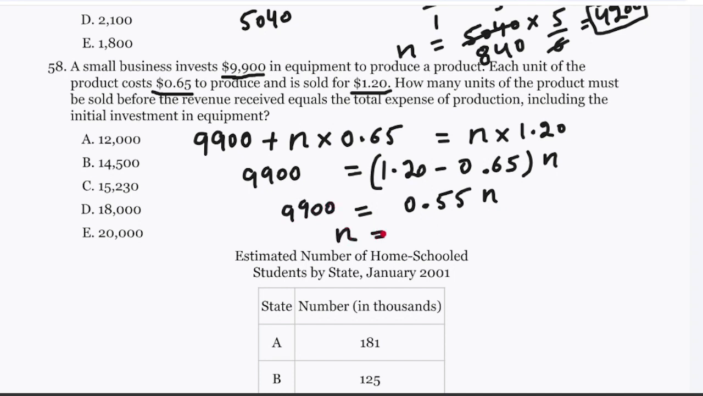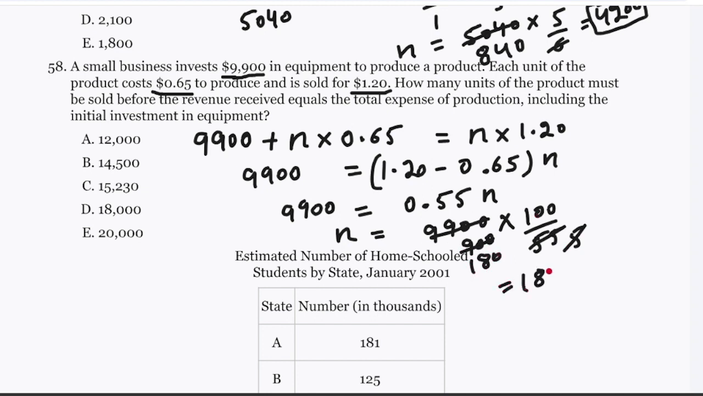Now if you solve it for n, you get n is equal to 9900 multiplied by 100 divided by 55. 0.55 became 55 by 100, and when I invert it, 100 by 55. Now 11 into 5, 11 into 9, 0, 0, 5 into 180. That means 180 into 100, that becomes 18,000. So that is the answer I get.